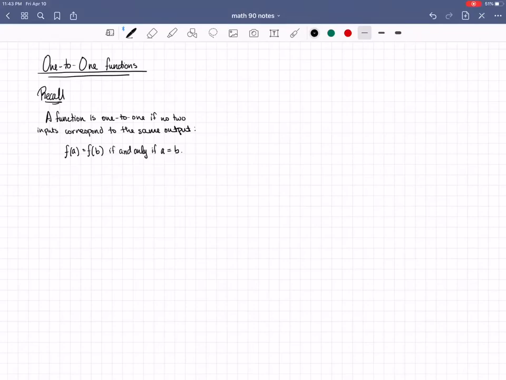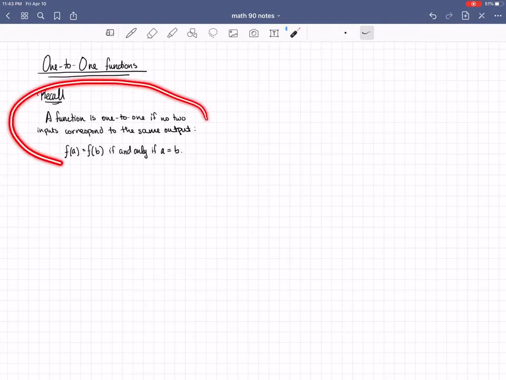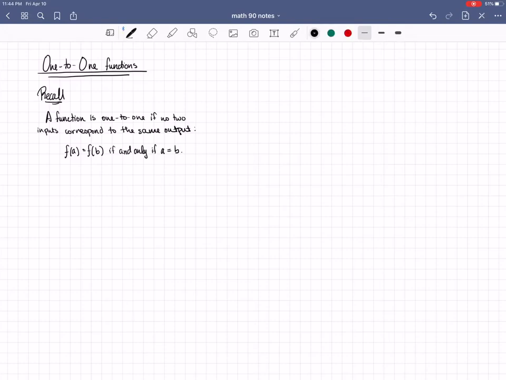This very short lesson is going to be on some of the key points of one-to-one function. So remember, this is from our very first lesson when we were first starting to talk about inverses, the definition of one-to-one. A function is one-to-one if no two inputs correspond to the same output.